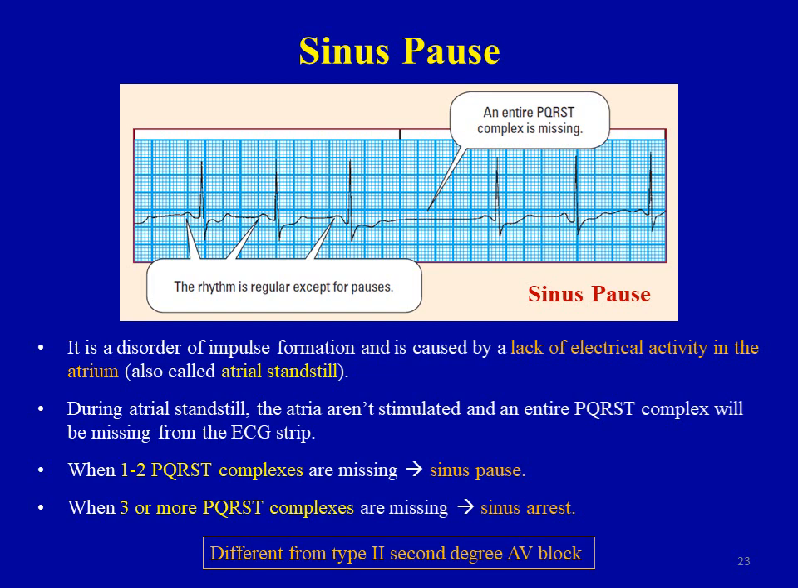Please notice that the sinus pause or the sinus arrest are different from type 2 second degree atrioventricular block, as we'll see in part 2 of this topic. In type 2 second degree AV block, we will see the P waves, and I will explain that in the respective slide in part 2.